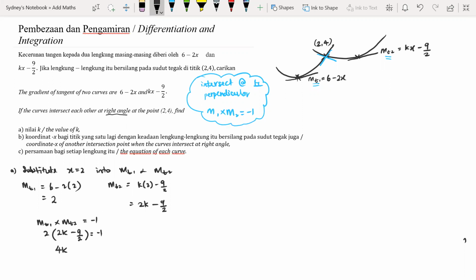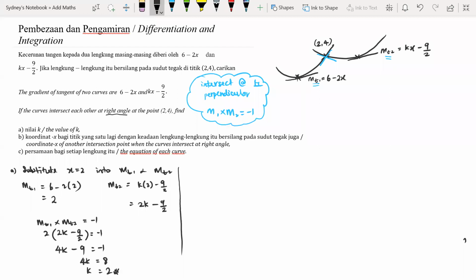So we have 4k minus 9 equals -1. Therefore, 4k equals -1 plus 9, which gets 8. So k equals 2. So we have just found k. All right.